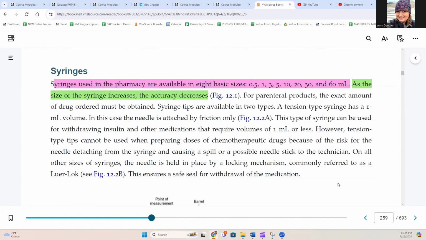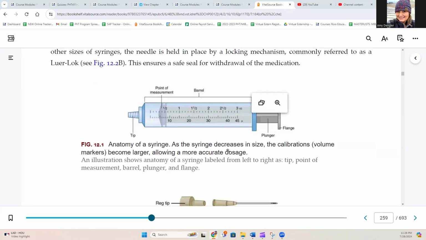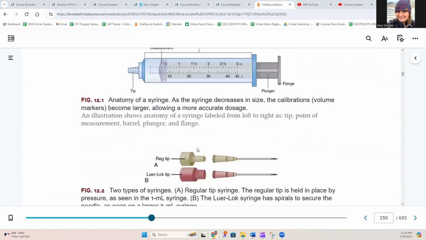On all other sizes of syringes, the needle is held in place by a locking mechanism commonly referred to as a Luer lock. This ensures a safe seal for withdrawal of the medication. Figure 12.1 is the anatomy of a syringe. As the syringe decreases in size, the calibrations, the volume markers, become larger, allowing a more accurate dosage. And you can see all the different parts, the flange, the plunger, the tip, points of measurements, the barrel.